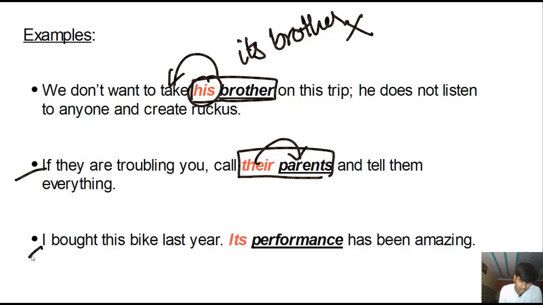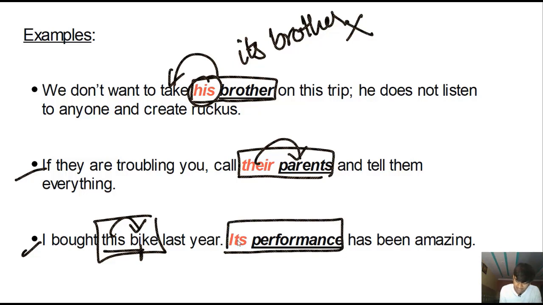Third, I bought this bike last year. Its performance has been amazing. This bike is again a noun phrase, with this as a demonstrative adjective. Now tell me what its is referring to. Its is referring to the noun bike. The performance of the bike has been amazing. So its is referring to the possession of the noun bike, the performance belonging to the bike.